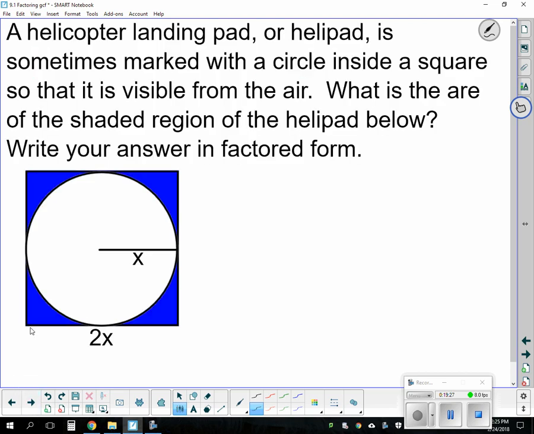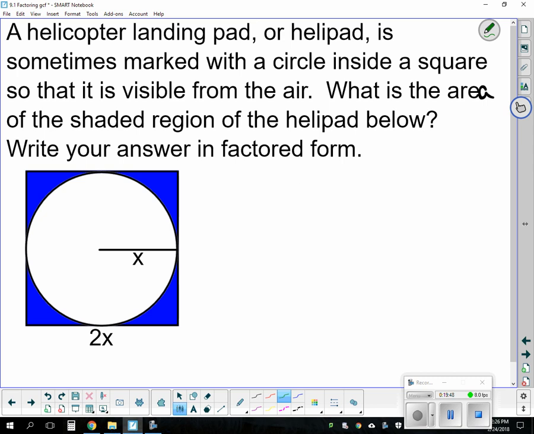All right, one word problem. A helicopter landing pad or a helipad is sometimes marked with a circle inside a square so that it's visible from the air. What is the area of the shaded region of the helipad below? So we just want to know these blue pieces. Write your answer in factored form.